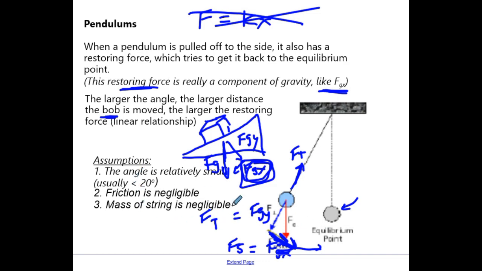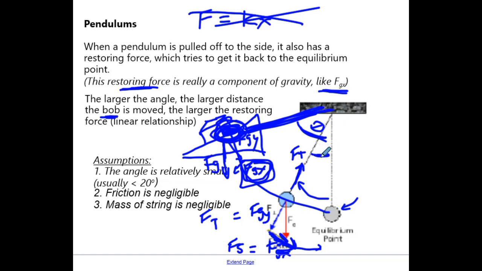Number one here is that when you're pulling back on this thing right here, we assume that you're only pulling back less than 20 degrees. The math will actually change if you start pulling a pendulum back all the way up to here. I'm sorry, this is kind of messy, but if you had a pendulum that was pulled all the way back up to here, the math changes once the angle gets too large. So we assume that the angle inside here is usually 20 degrees or less, give or take.